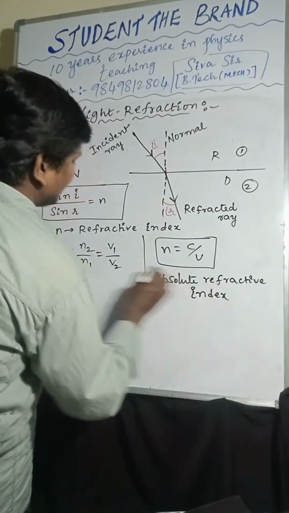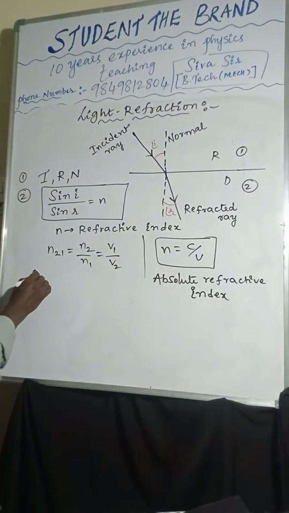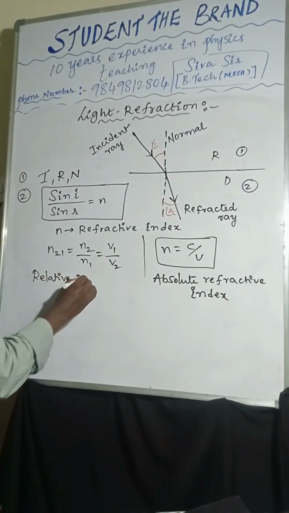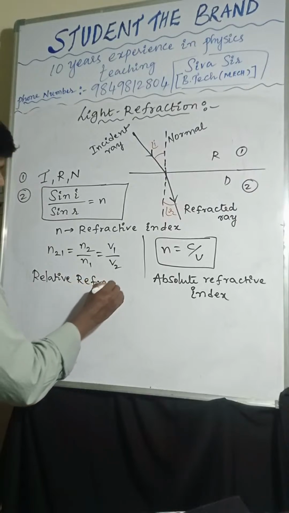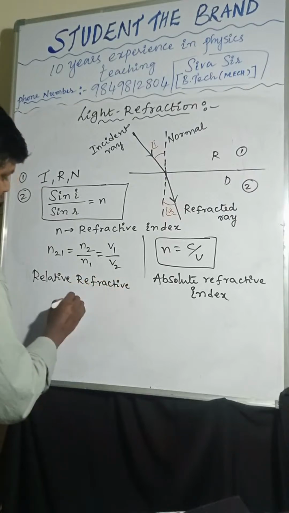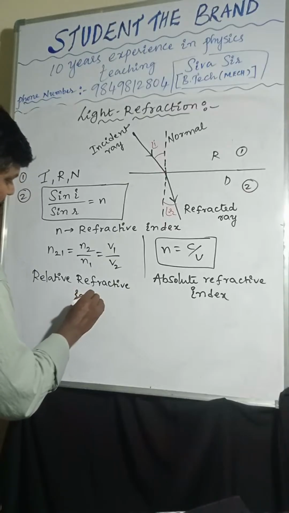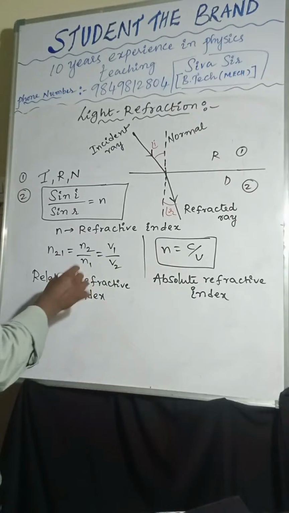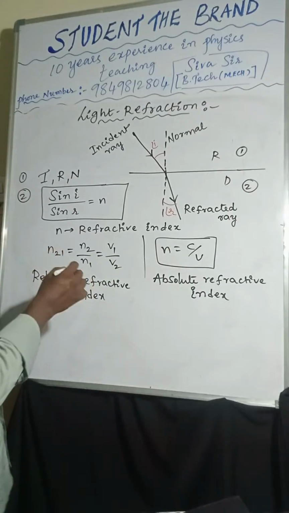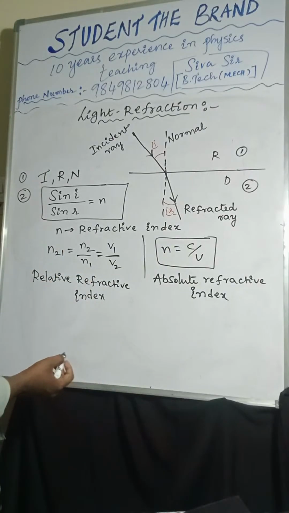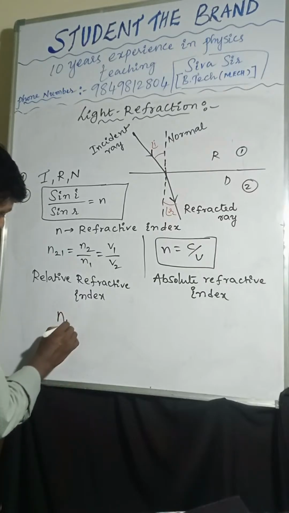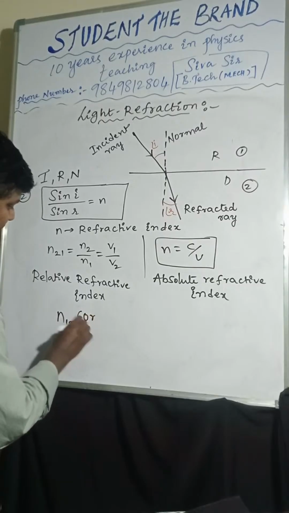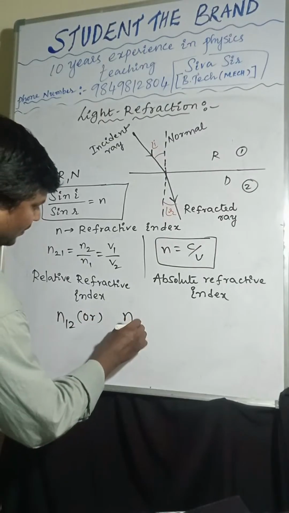And this is the relative refractive index. Absolute refractive index is nothing but the speed of light in vacuum by speed of light in medium. Relative refractive index is the speed of light in medium 1 by speed of light in medium 2. If you are considering N12, we can also write in this format.